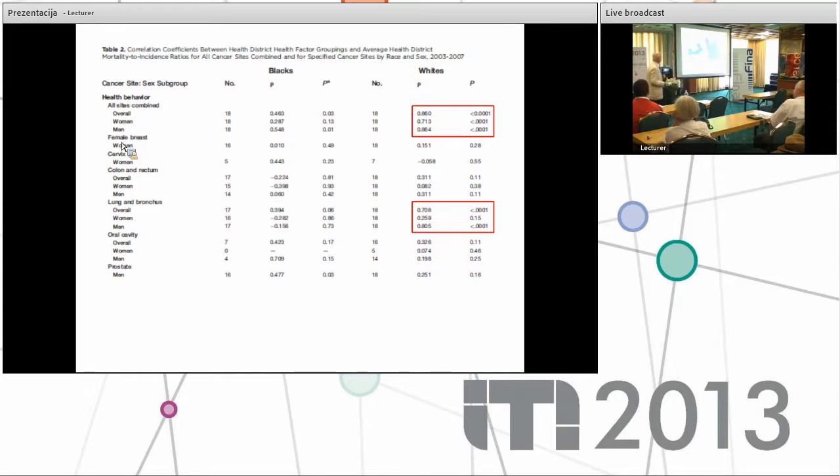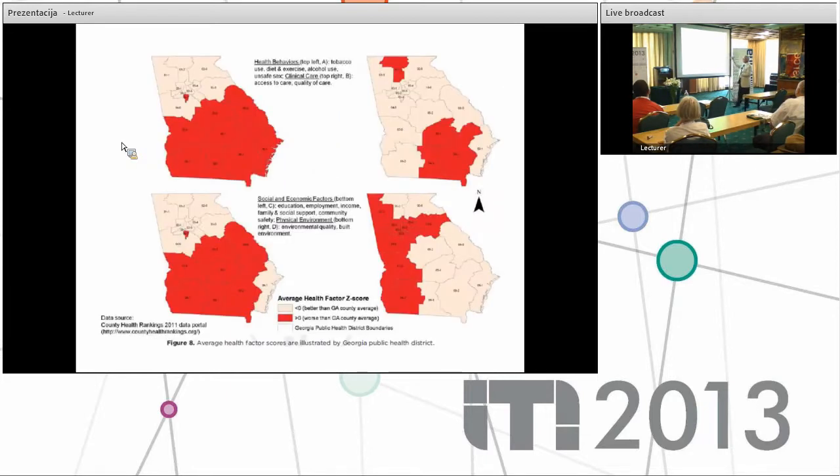Yes. So one of the things we had is access to care data, and then we did these correlation coefficients between health district factors. So here's health behavior. I have the published paper, we can give you the paper, but one of the nice things we could do is look at the significant correlations. For all sites combined, we found significant correlation, and for lung and bronchus, again, this is for the health behavior, which is mostly smoking, which is driving this, right? The smoking rates. So lung cancer came up here, and then you can even map that.